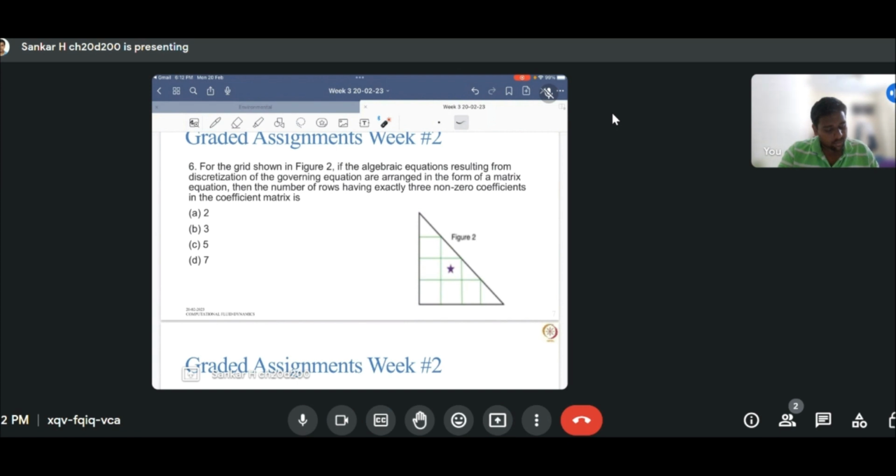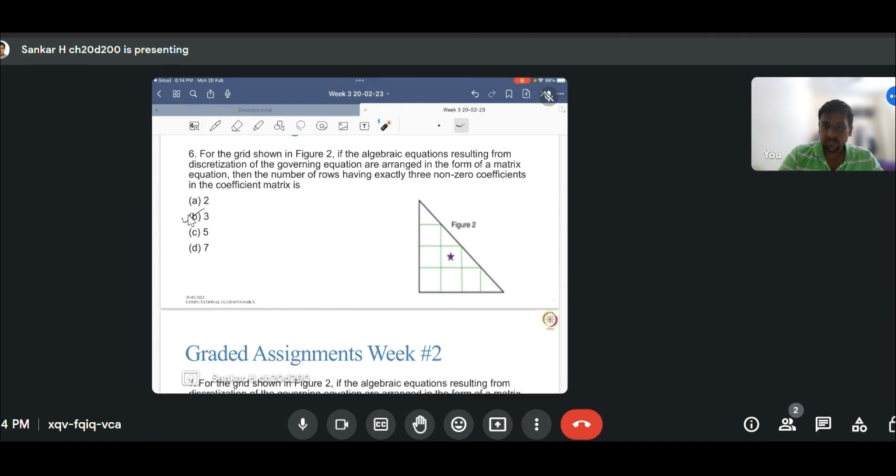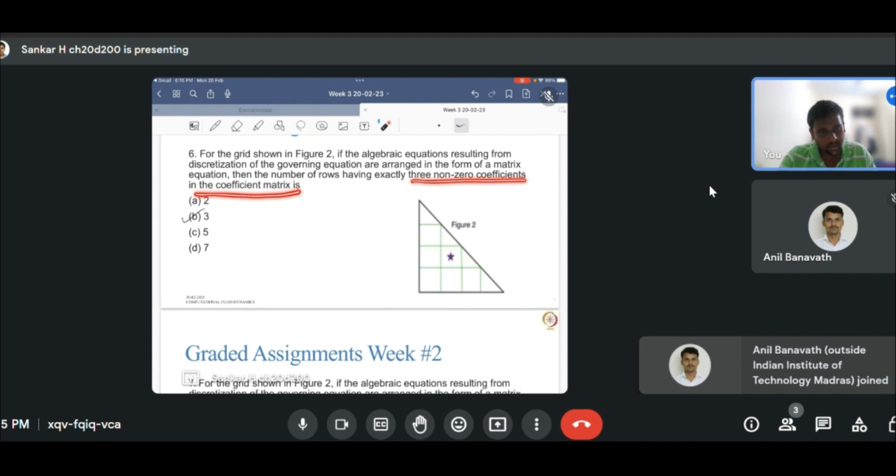But for the boundaries there won't be 5 variables. When we discretize this equation in each segment, we will see that this segment has 1, 2 and 3 velocities that are associated with it. Similarly, this segment over here has 1, 2, 3 velocities associated with it. This segment here has 1, 2, 3 velocities associated with it. So when we discretize these 3 particular segments, we'll have exactly 3 non-zero coefficients in the coefficient matrix.